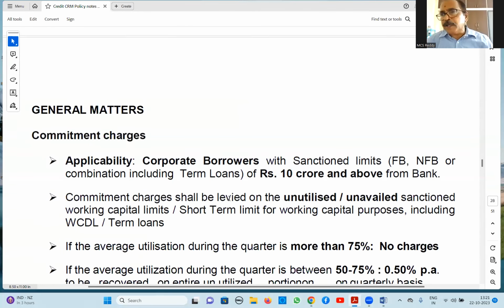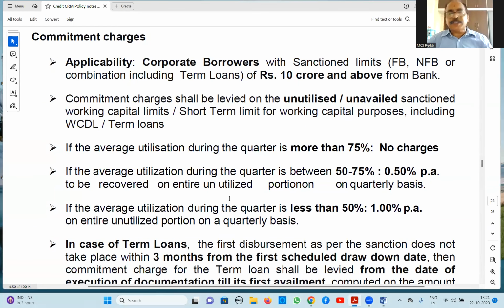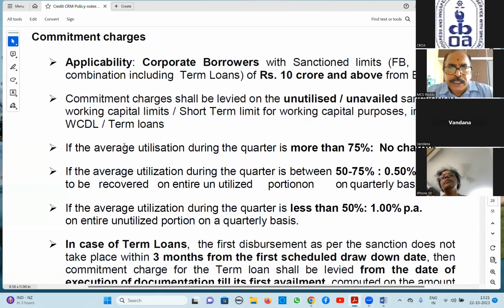Next, general matters I will discuss. What are all these general? First one is commitment charges. What is this commitment charge? Suppose we are sanctioning loans. Earlier I told you, say 200 crores we have sanctioned as loan. Party has availed only 50 crores. Remaining 150 crores not availed. So we are losing some amount in that because you are keeping capital on that. It is lost to the bank if they are not availing. Then we will charge commitment charges.